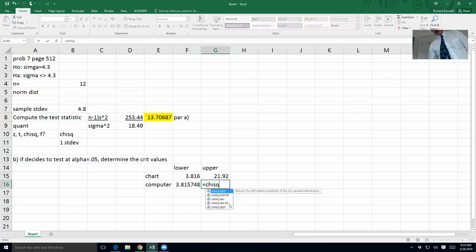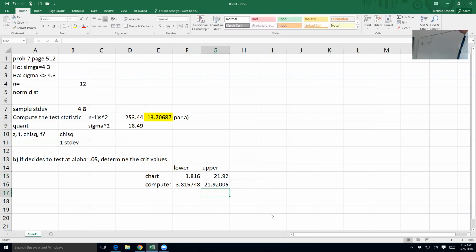Chi-square inverse right-tailed. Then the probability, what's the probability I put in here? 0.025. This one's actually easier than the chart, isn't it? You just put in what you want. And degrees of freedom, 11. 21.92. How about that? Okay? So that was part B, yes?